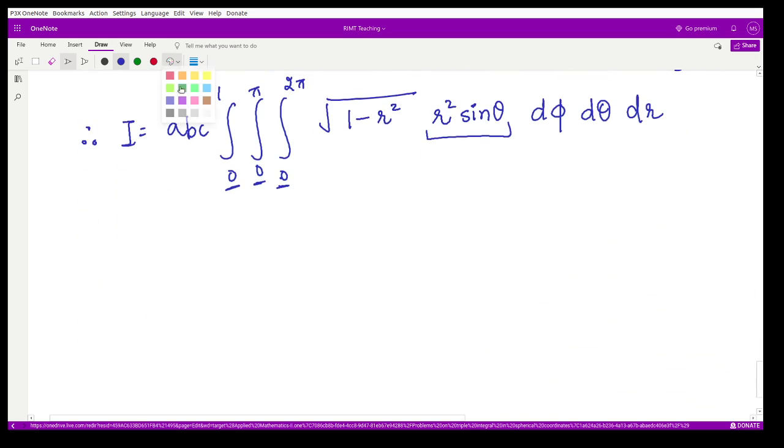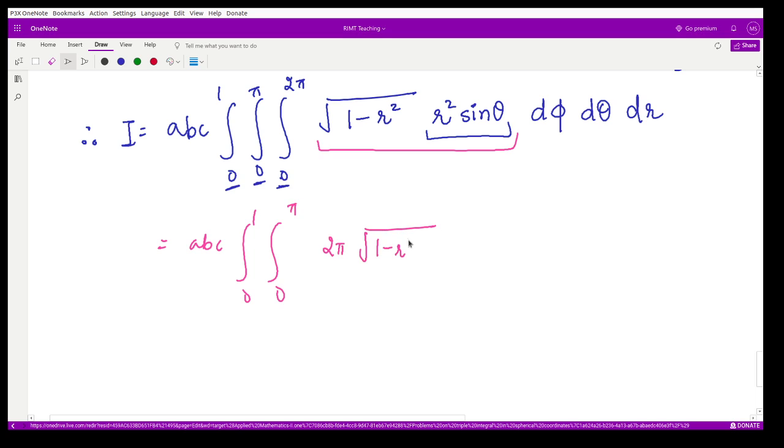So what would be the answer finally? If you solve this, you have ABC. First of all, we'll perform the integration with respect to phi. There is no phi, so its integration would simply be equal to 2 pi into this whole term as such, 1 minus r square sine theta, and d theta dr.